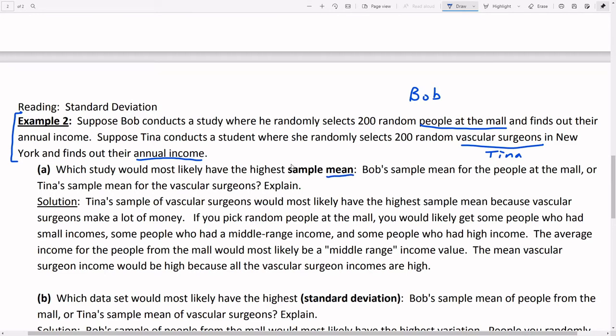So average. Who's going to have the higher average? The income for the people at the mall, or the surgeons? Well, think about it a little bit. Surgeons make a lot of money in general, right? They went through all that school. It's a high-paying job. So if I take surgeons and I look at their incomes, I'm going to get a lot of big numbers. So when I average, that's going to be big.